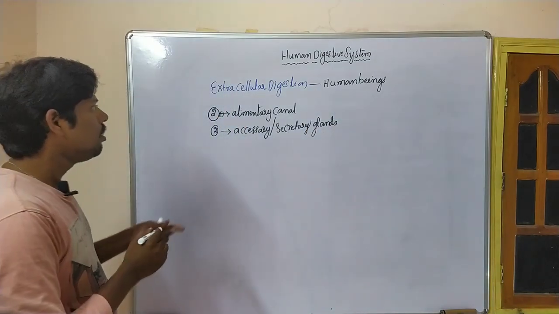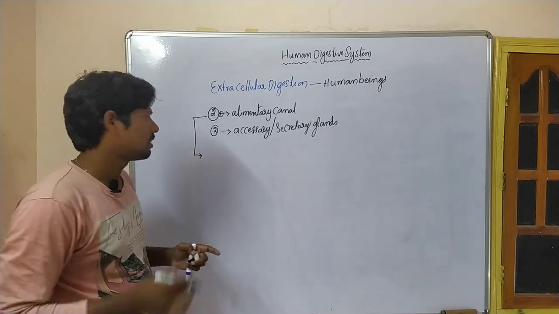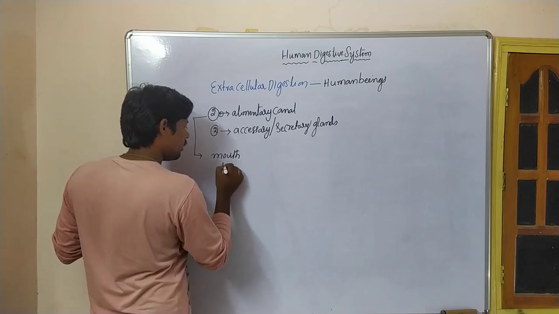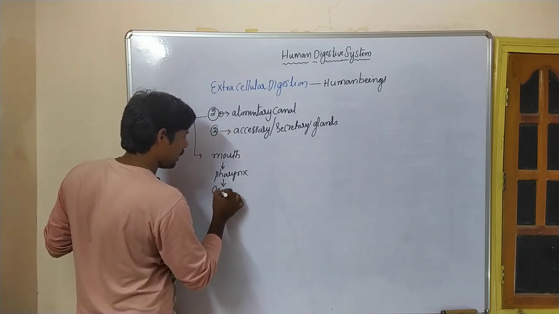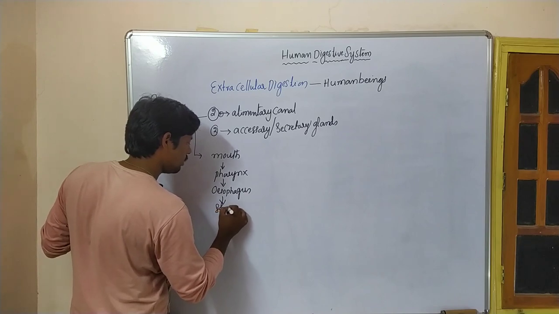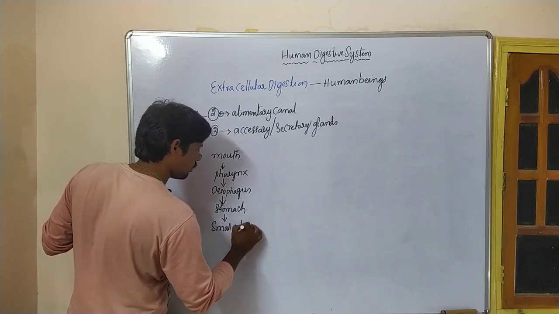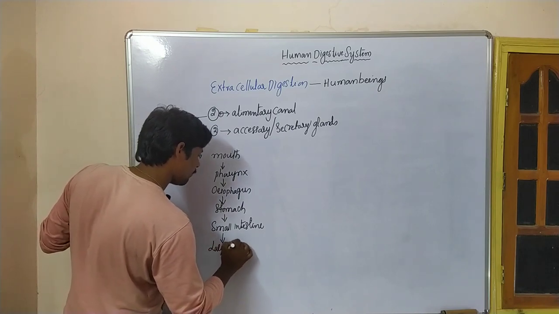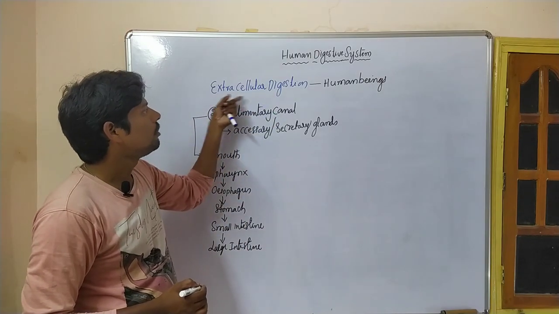First, we look at the elementary canal, how the elementary canal is present in human beings. The elementary canal starts with the mouth. The mouth opens into the pharynx. This again opens into the esophagus. The esophagus is connected with the stomach. The stomach connects with the small intestine, and the small intestine opens into the large intestine. This is the elementary canal of humans.